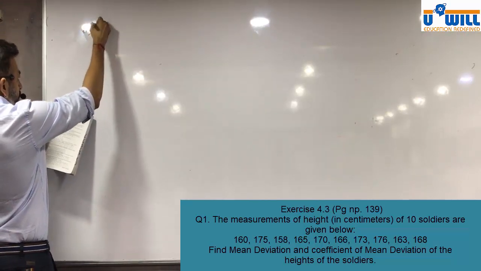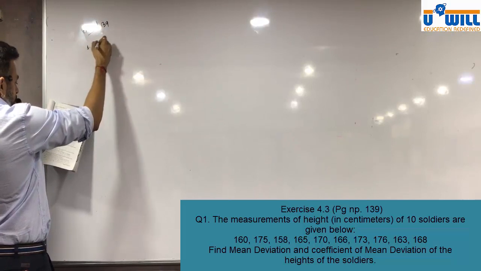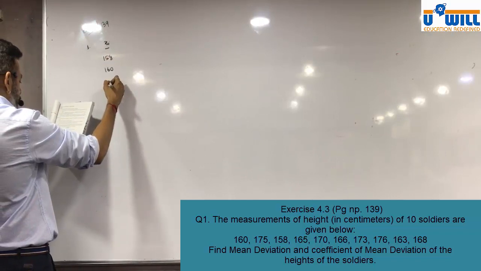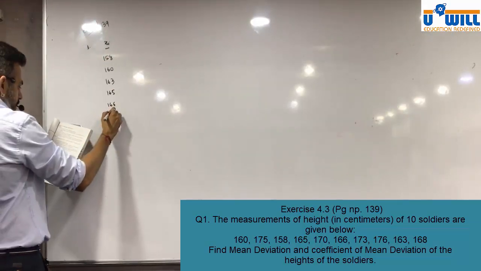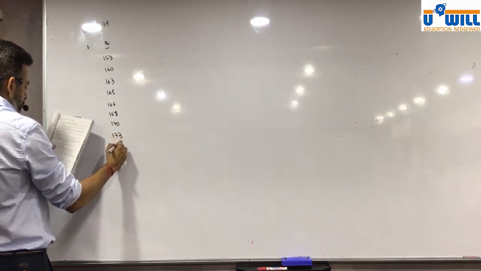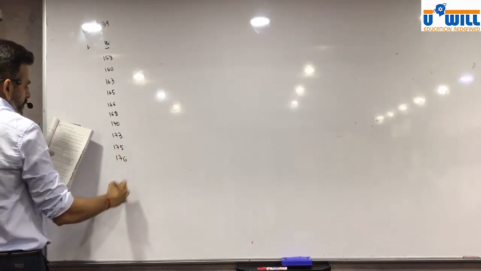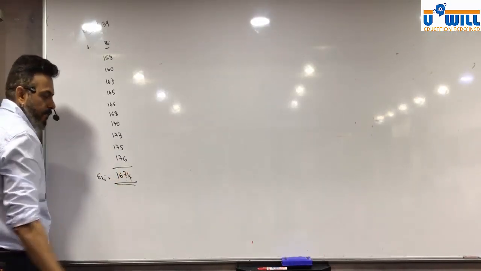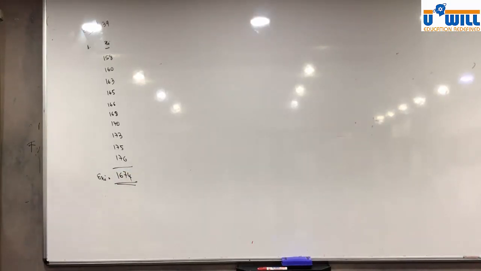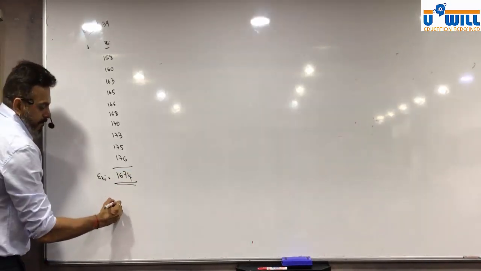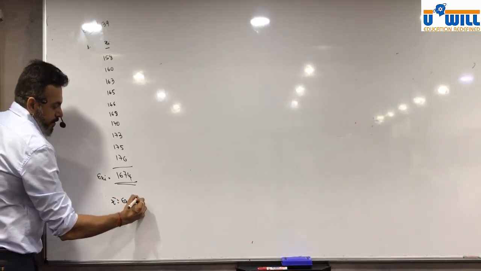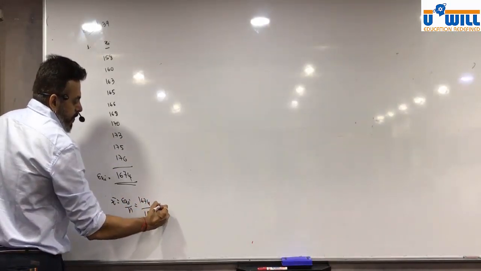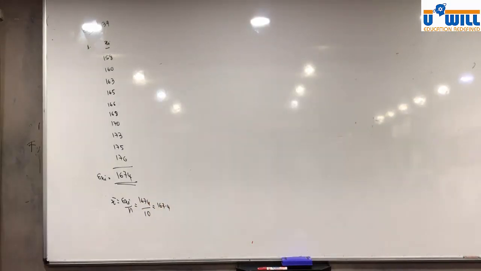Okay, page number 139, first xi, write vertical: 158, 160, 163, 168, 170, 173, 175, 176. Do the total, sigma xi, 1674. First we have to find the mean. X bar is equal to sigma xi upon n, 1674 upon n is 10, which is equal to 167.4. Total check karna please.